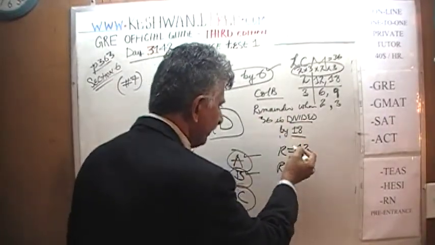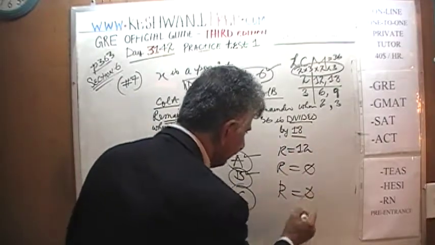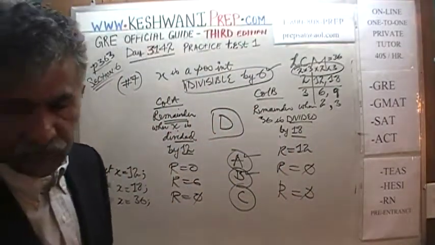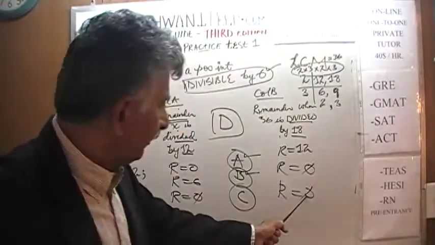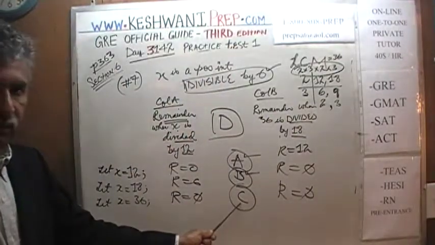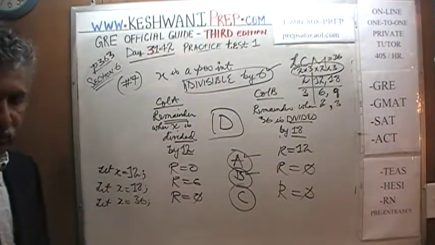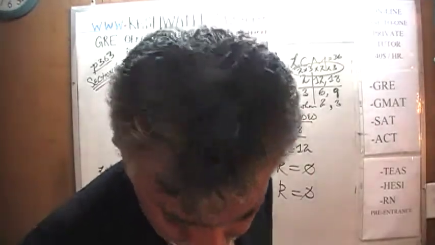When 36 is divided by 18, it's going to be 0 also, because 36 is 2 times 18. Now the remainder is 0, the answer is C. We have three nice scenarios here, nicely laid out, A, B, and C.